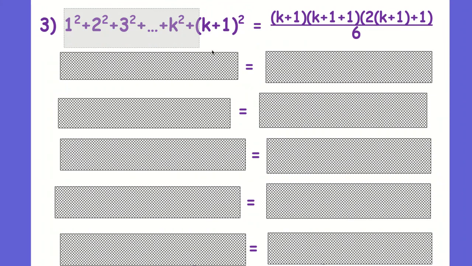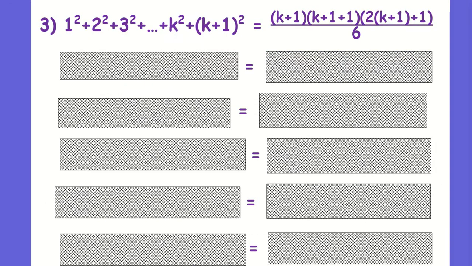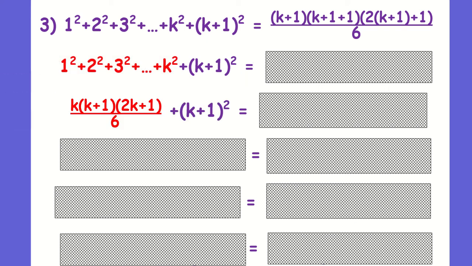Well, on the left, it's definitely time to apply the assumption. Now you have to use that assumption. We just got done assuming that this part, 1 squared all the way to k squared, was equal to something. So now we can actually replace all of that with what we assumed it to equal. So now it's just pure algebra, like I said.